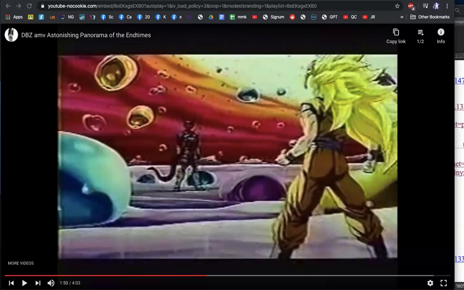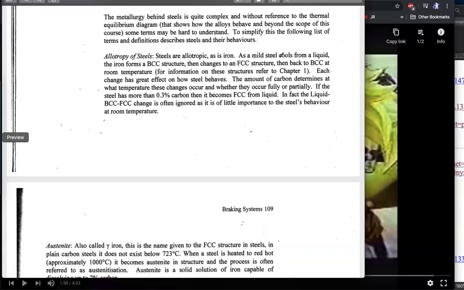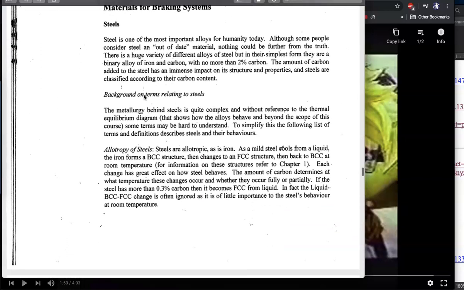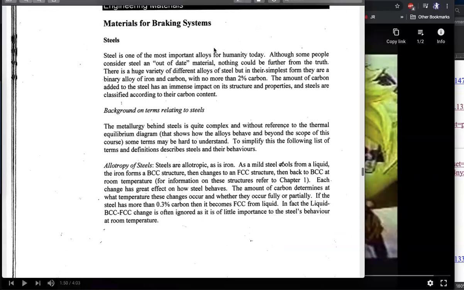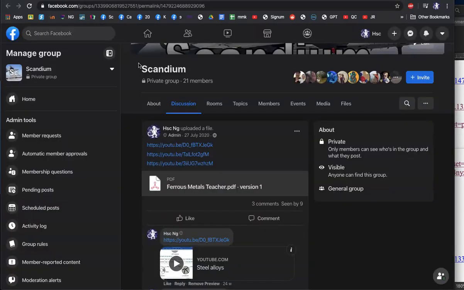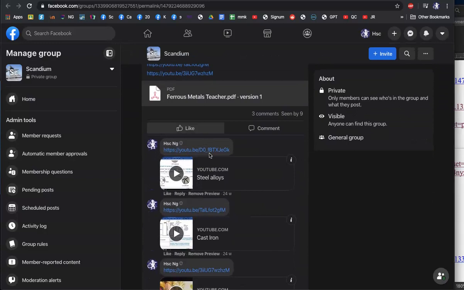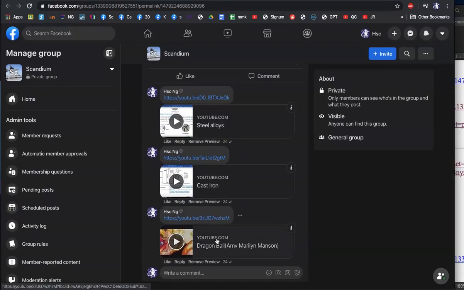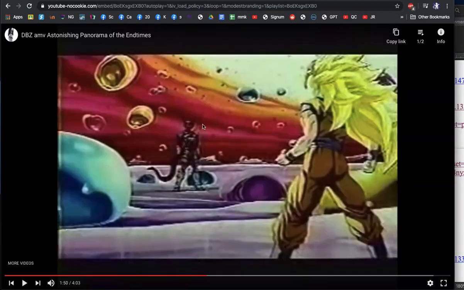To start off, we're going to be looking at ferrous metals. I'm going to be following on with Engineering Studies, the Definitive Guide, and we have some stuff on steels. Now, that stuff I have already covered in other videos. So these are those other videos here.